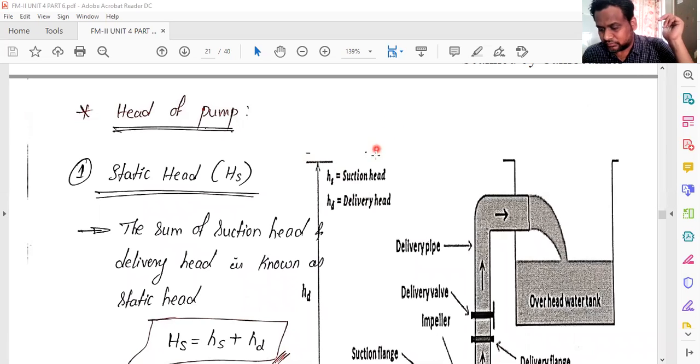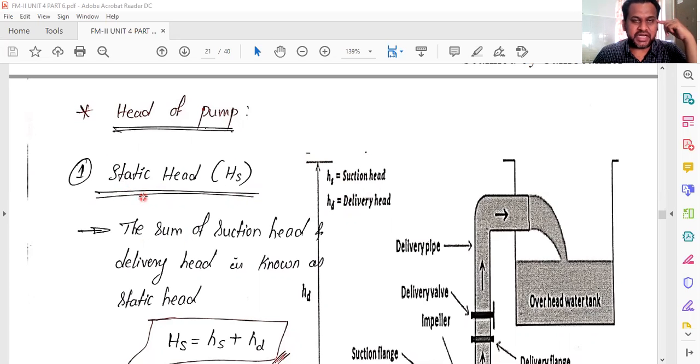Okay, let's concentrate on this particular topic, that is head of pump. See, there are different heads. As I already discussed yesterday, like suction head is there, delivery head is there, like that. We only discussed two types of heads, right? So let's see the different classification of heads in the centrifugal pump.